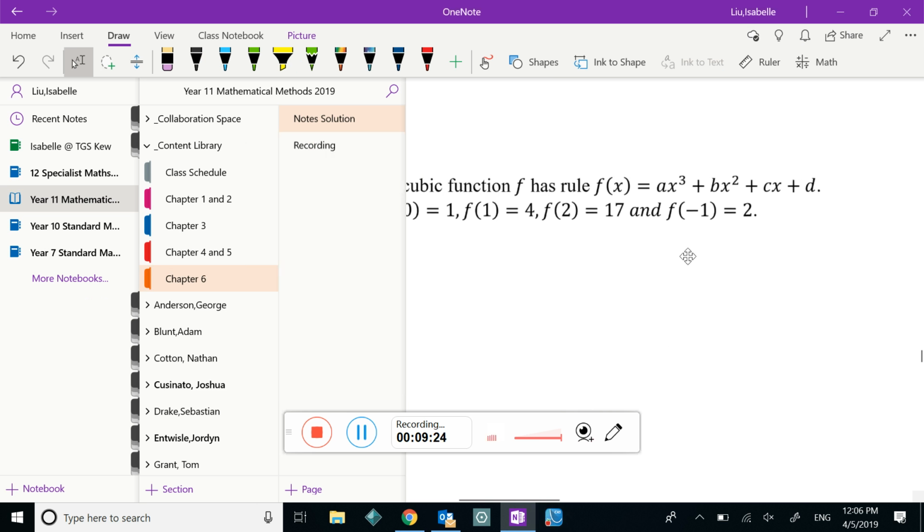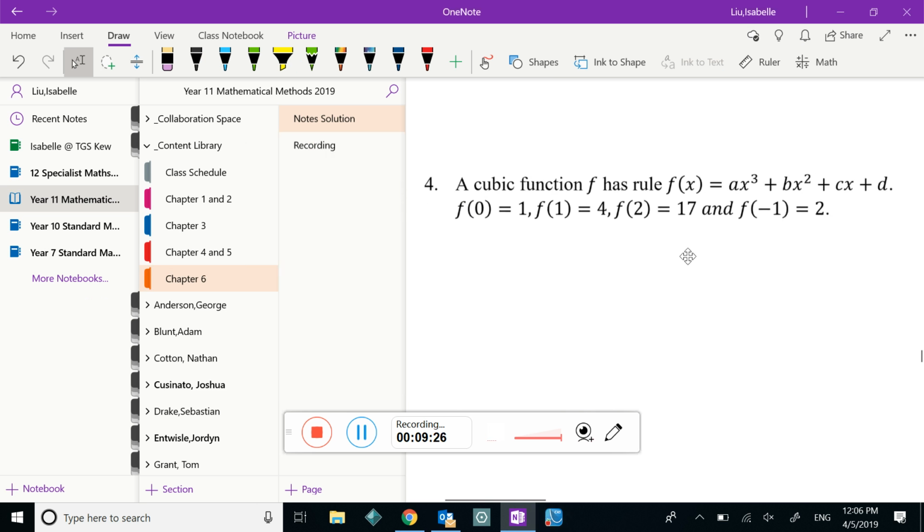By reading this question here, what does f(0) equals 1 tell you? What does f(0) equals 1 mean? f(0), 1, what kind of point is that? Y-intercept. And which of the a, b, c, d values means y-intercept? d. So d is 1 in this case.